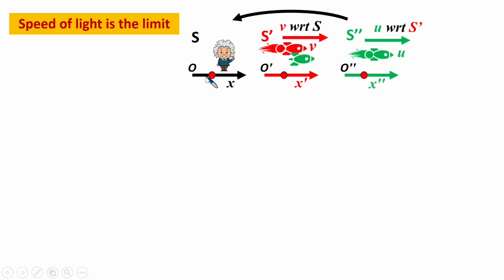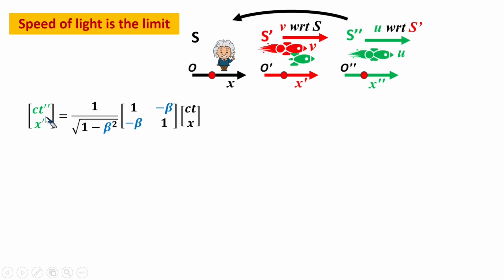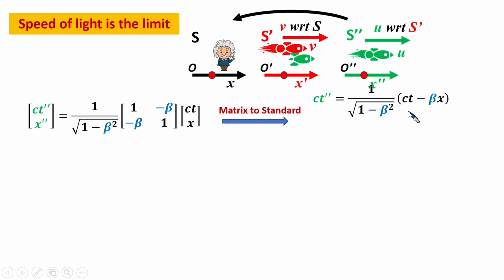Now we will discuss that the speed of light is a limit, as we discussed earlier, that you cannot keep on adding velocity by increasing the velocity of the reference frame. So here is what I have shown. This is stationary, and this S prime is moving with some velocity with respect to S, and this S double prime is moving with some velocity u with respect to S prime. So you cannot keep on increasing the speed by increasing the velocity of the inertial frames. So this is what we have seen in our last slide, and this is your standard form from the matrix to standard form. This is ct prime.